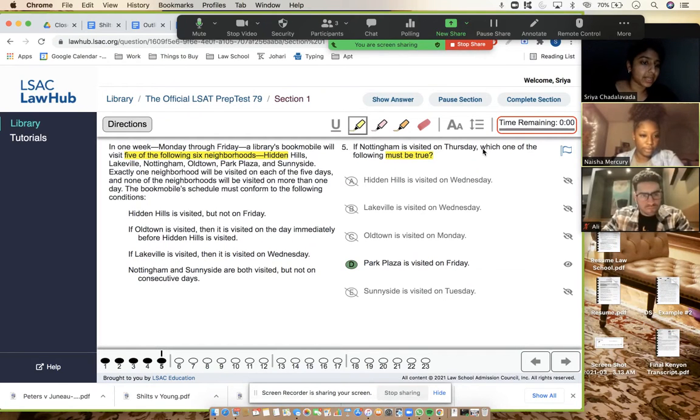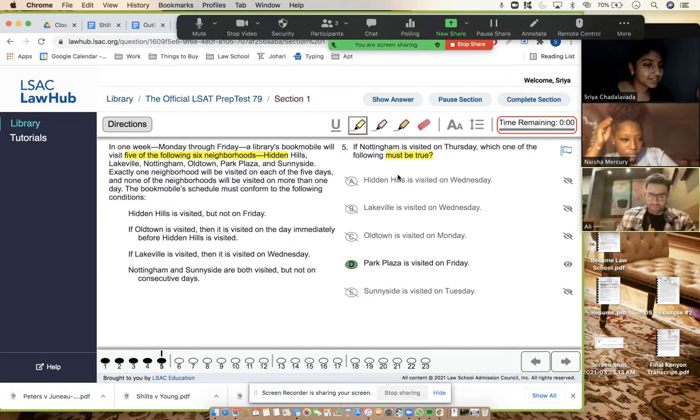The process for a must be true question will always be: if there's a local rule, you write it in, right? And then you just keep connecting the rules. Any rule that connects is something that must be true. As soon as you start branching off, that's all could be true stuff. Does that make sense?